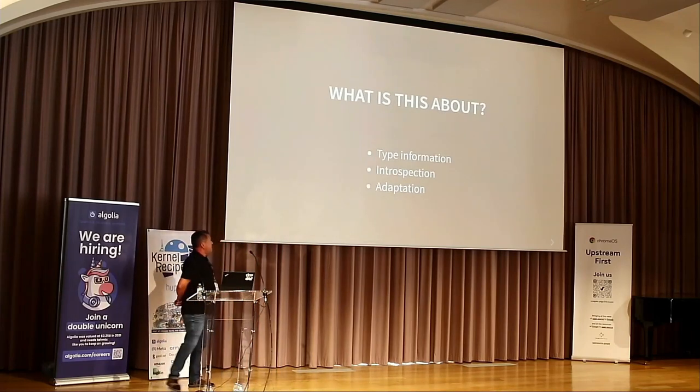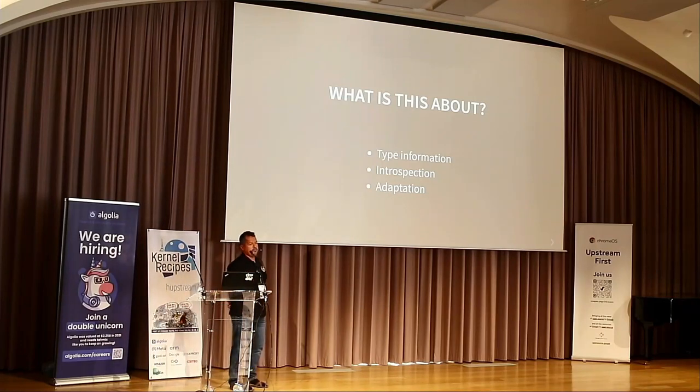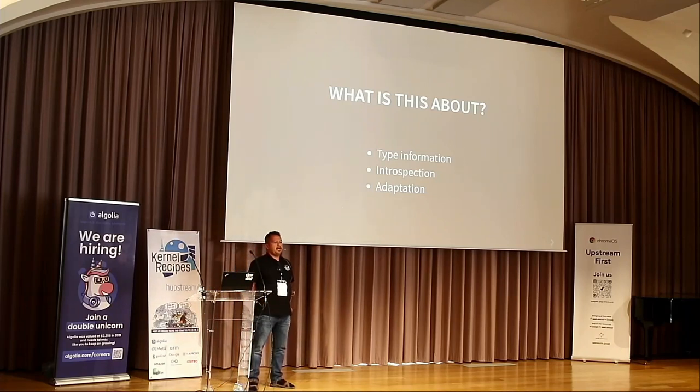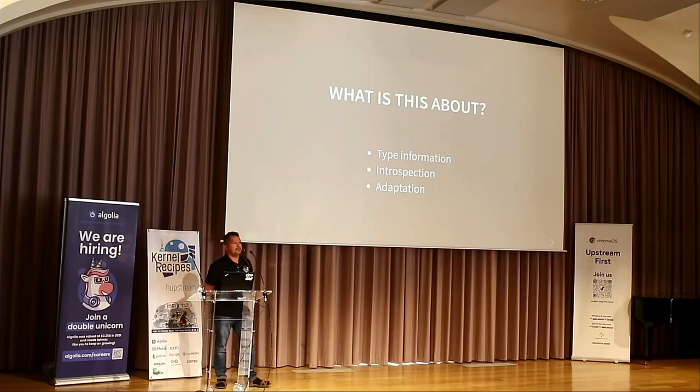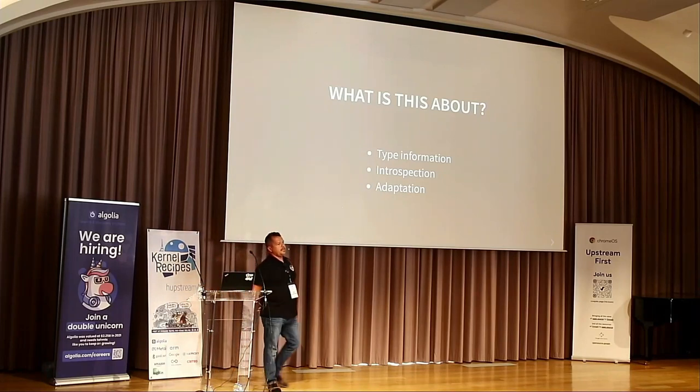So it's mostly about type information for us to be able to look at types used in the kernel, types used in programs, user space, details about those types that can help us make optimizations and reduce cache pressure, things like that, like optimization at a very low level.